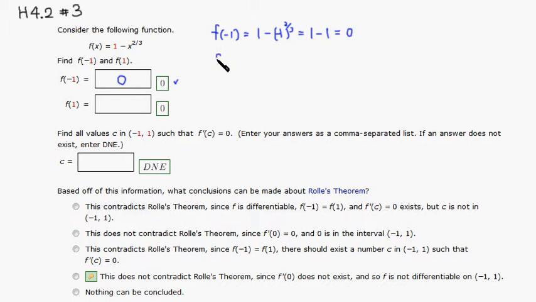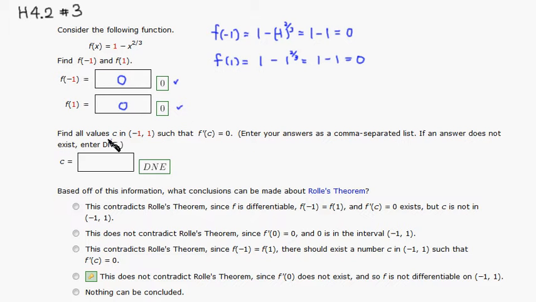+1 is the same way. Plug in 1, then you have 1 minus 1 to the 2/3 power. But again, 1 to the 2/3 power is still 1, so 1 minus 1 is 0. So we got 0, the right answer there.